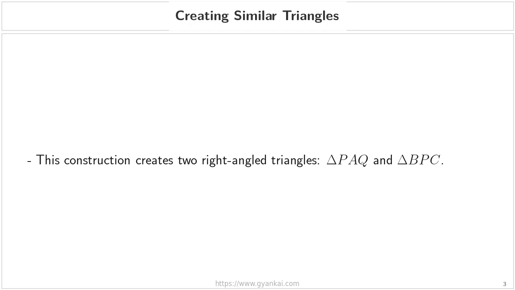Keep these two triangles in mind, because in the very next slide, we are going to use them to prove that these two triangles are actually similar to one another.